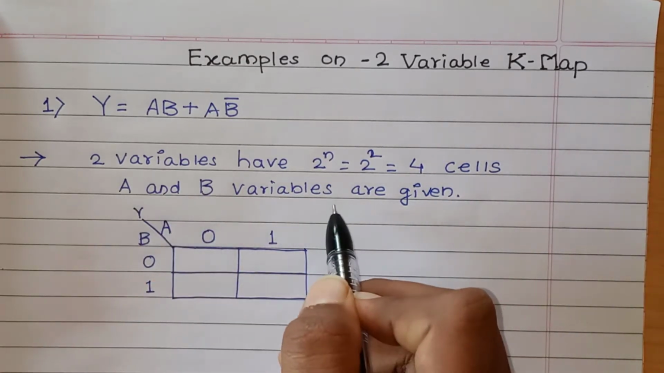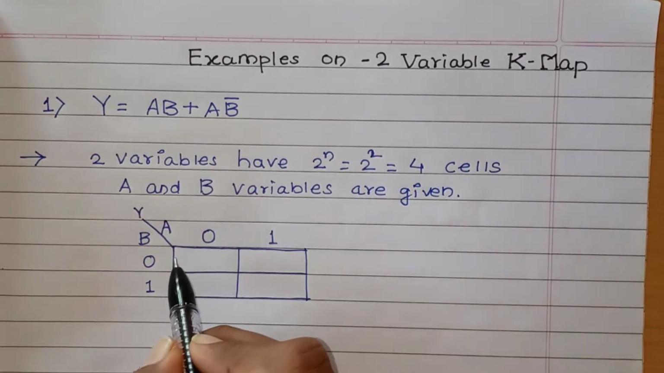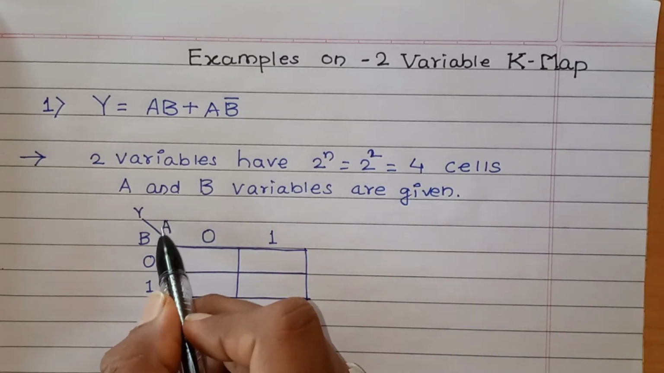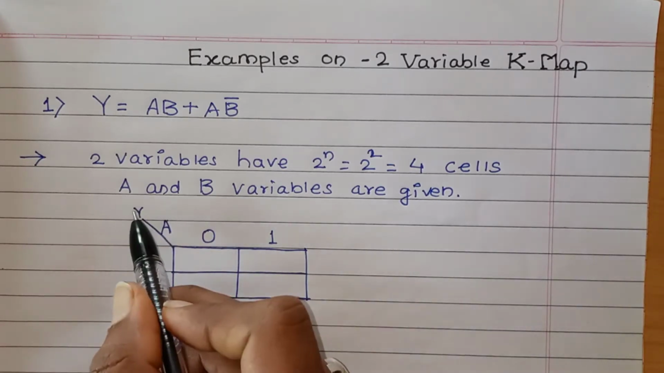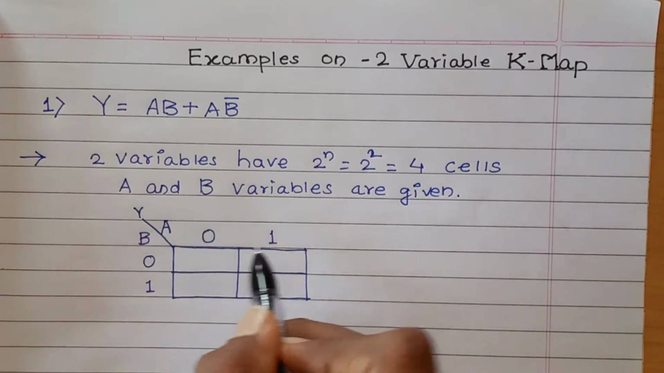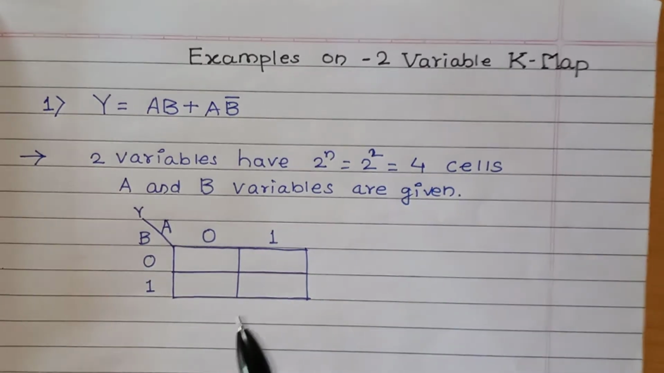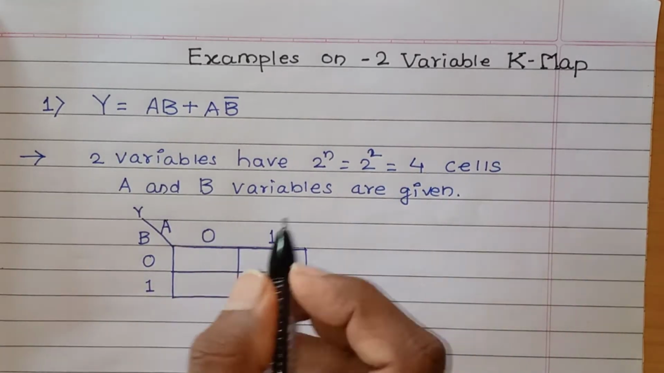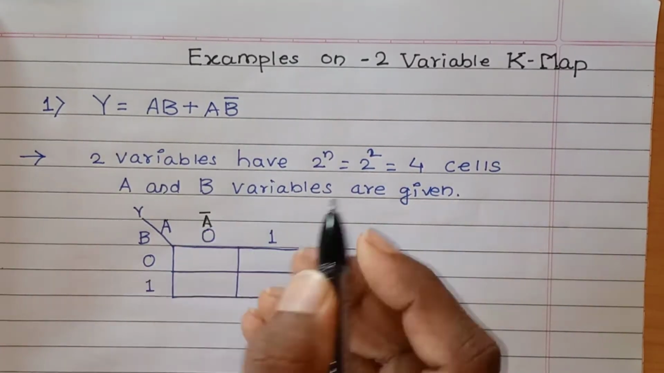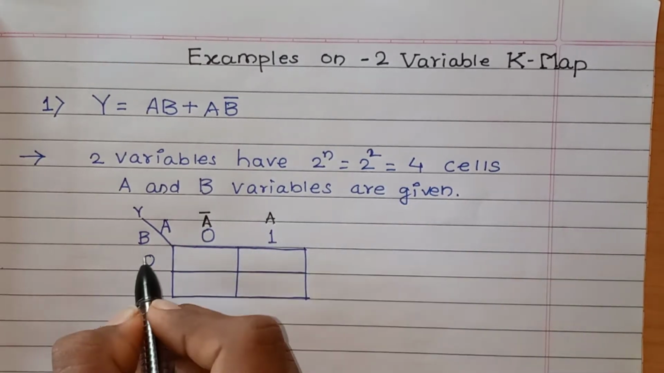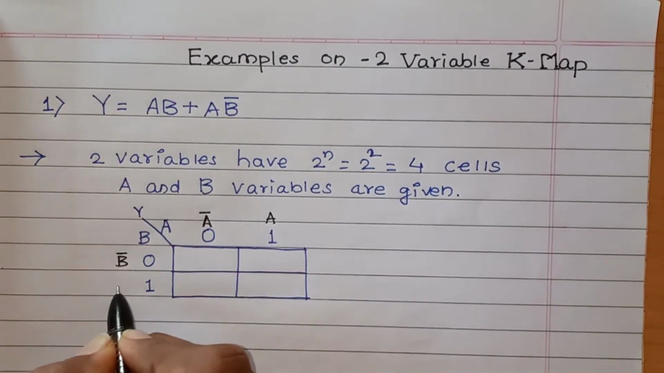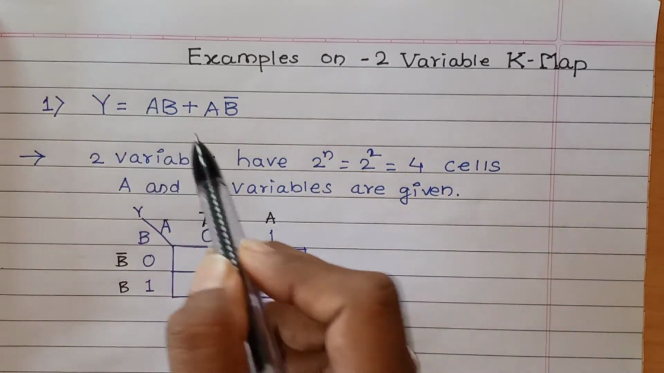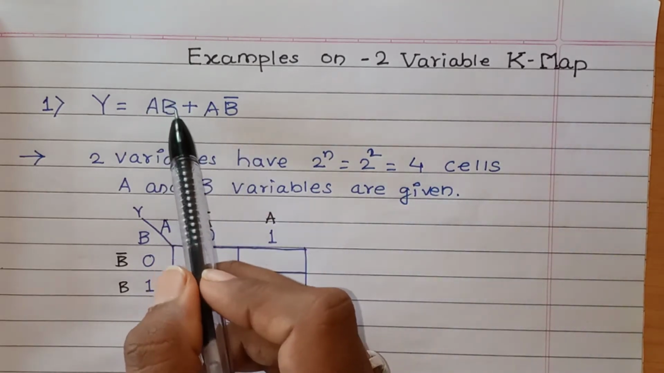So A and B are the variables which are given to us. So we are going to draw these 4 cells. Then we have written here two inputs as A and B. Then our two inputs 0 1 0 1. Now we will fill that given expression inside these cells. This 0 means what? A bar. 1 means what? A. 0 means what? B bar. And 1 means what? B.